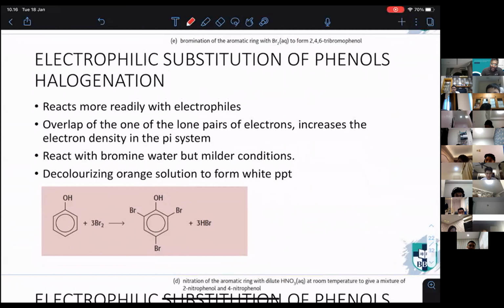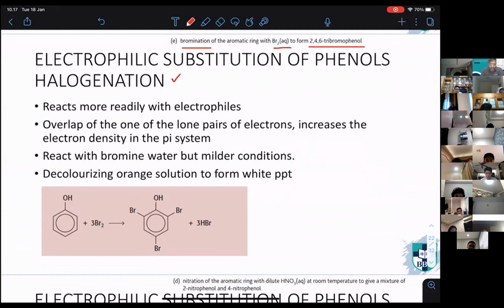which is going to be your halogenation, or bromination. In your syllabus, they say bromination. They do not require Cl, they require Br, but if they require Cl, yes, it's still the same. The reaction is going to be Br2 aqueous to form this.